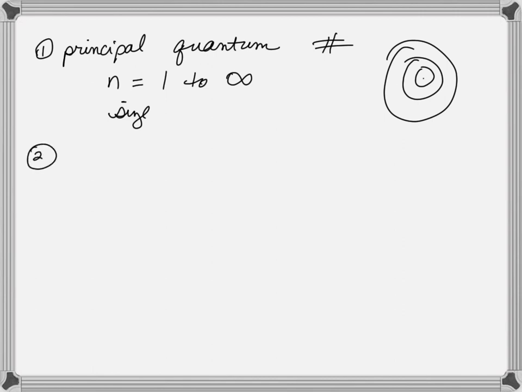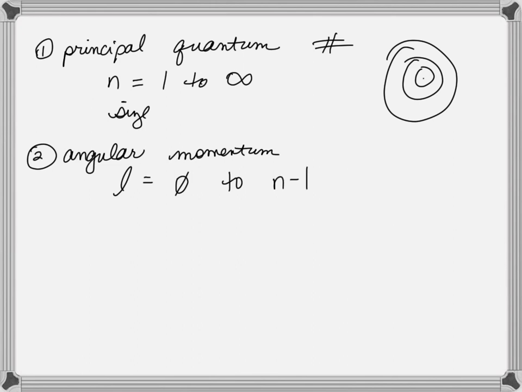Then we discussed number 2, the angular momentum quantum number. And what's the letter designation for the angular momentum? It's the cursive L. What are the values of L? 0 up to n minus 1. Okay? What does L tell you about? It tells you about the shape of the orbital.